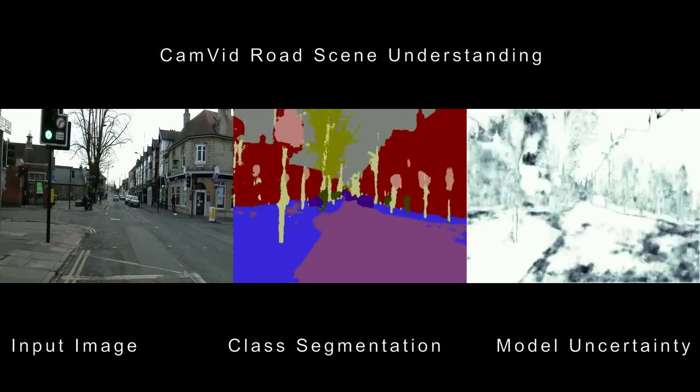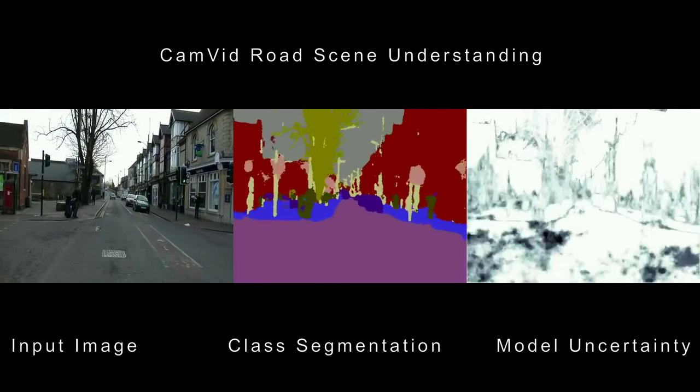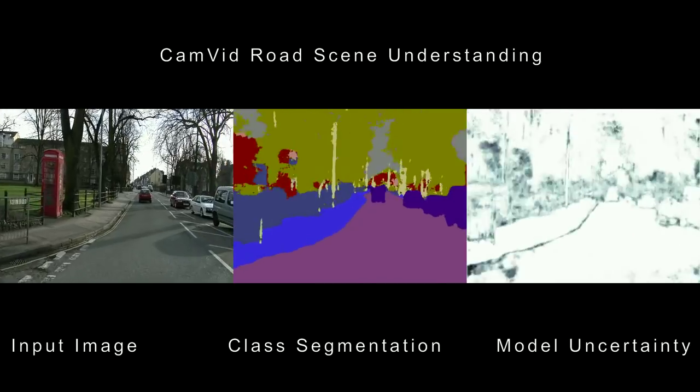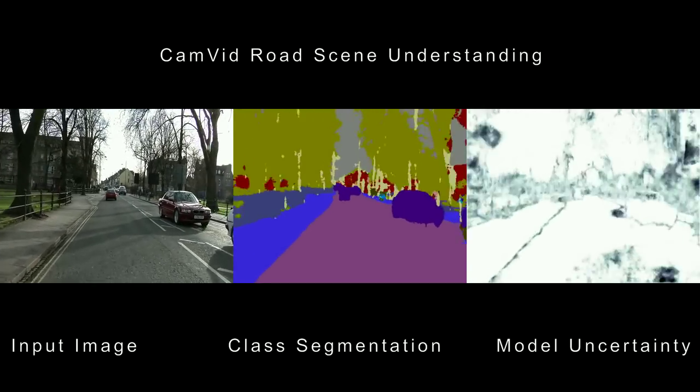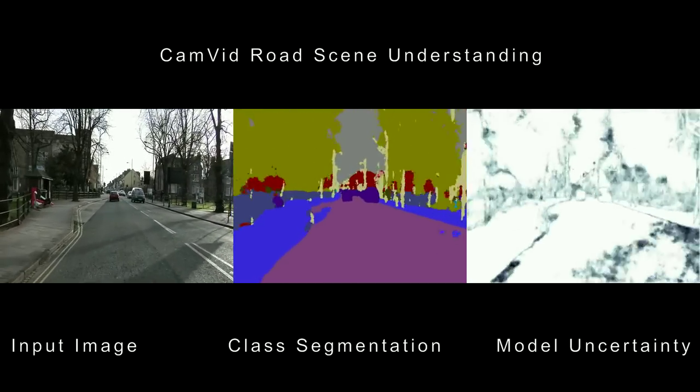On the left is the input image. In the centre is the segmentation output, showing the predicted pixel semantic labels. On the right is the estimate of overall model uncertainty.